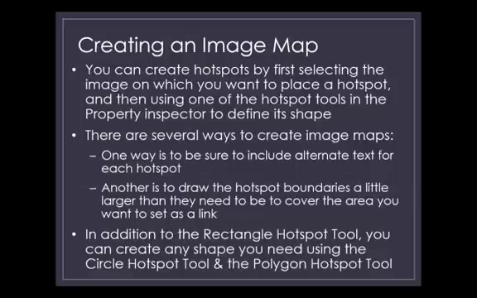Dreamweaver hotspot tools make creating image maps really easy, but in addition to the rectangle hotspot tool, you can create any shape you need using the circle or the polygon. For instance, on the map of the U.S., you can draw an outline around each state with the polygon hotspot tool and then make each state clickable.